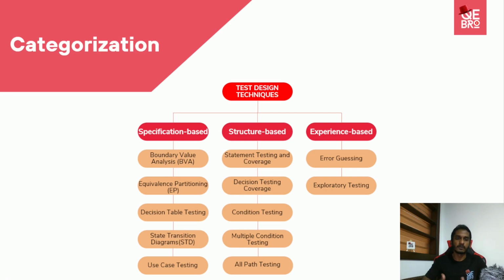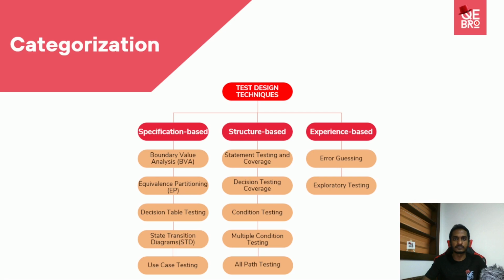For example, boundary value analysis and equivalence partitioning can be used to create test cases when you are testing a range of values, or input values related to a range. But decision table testing can be used when you have multiple combinations. So if you need to test based on different input combinations, you can use that.